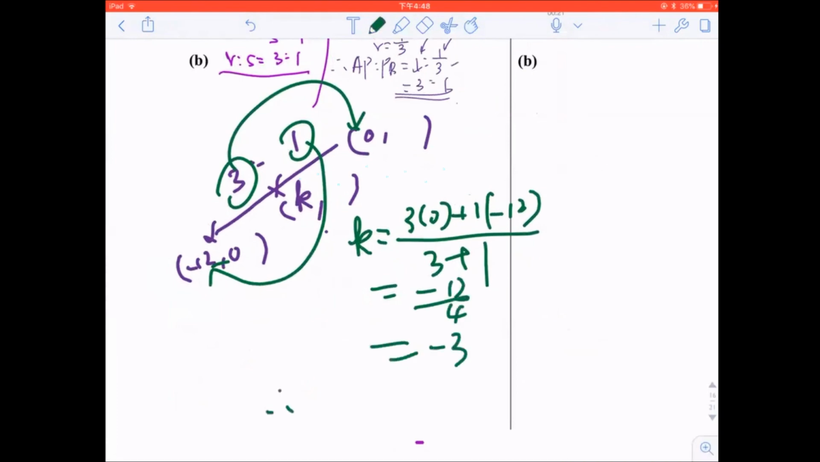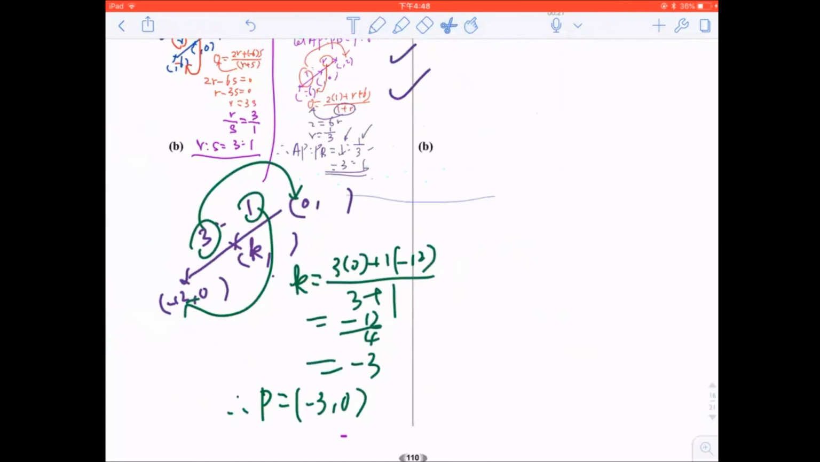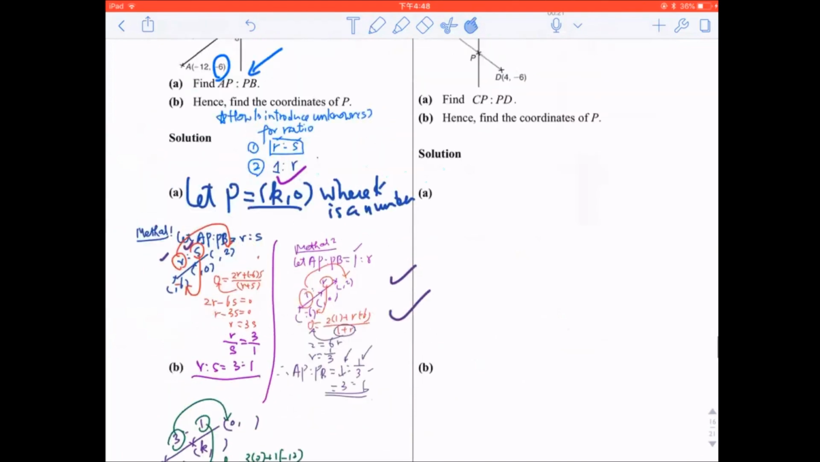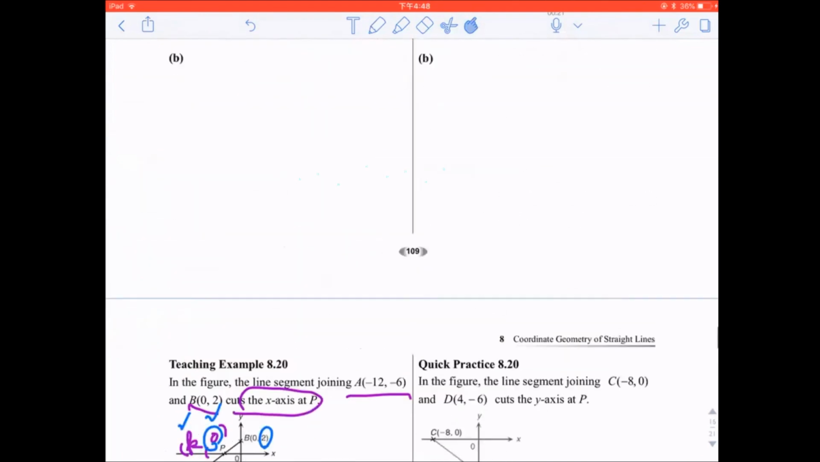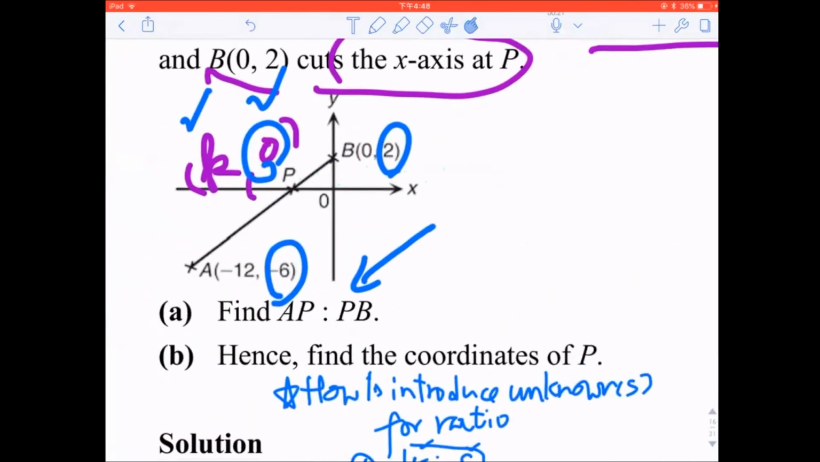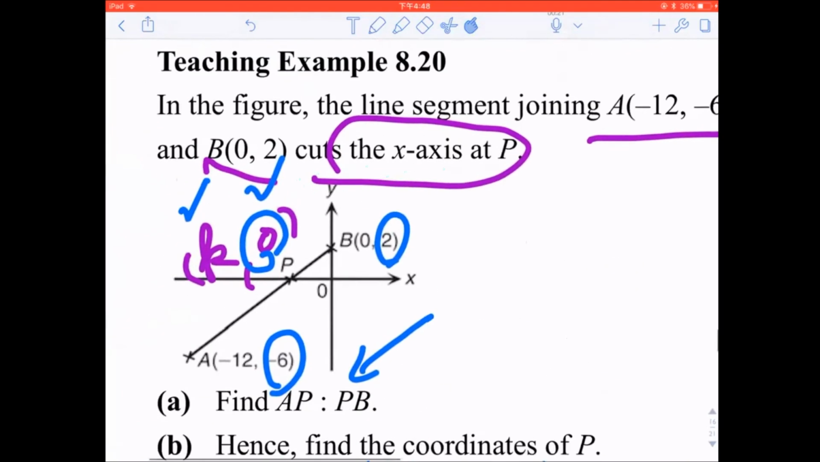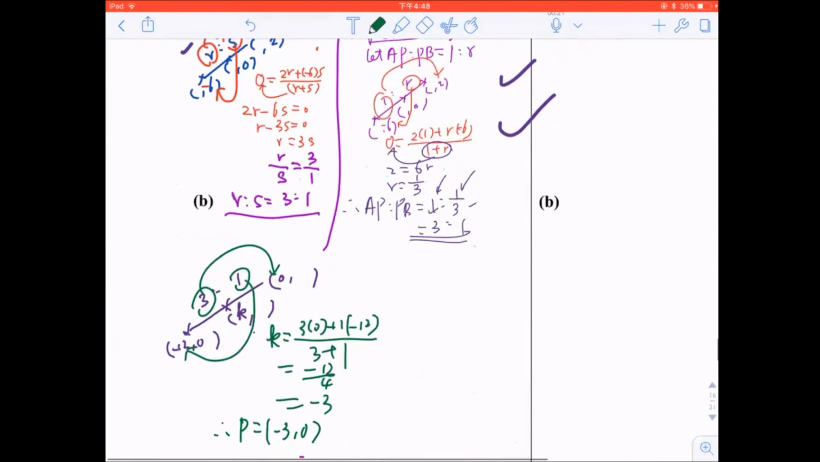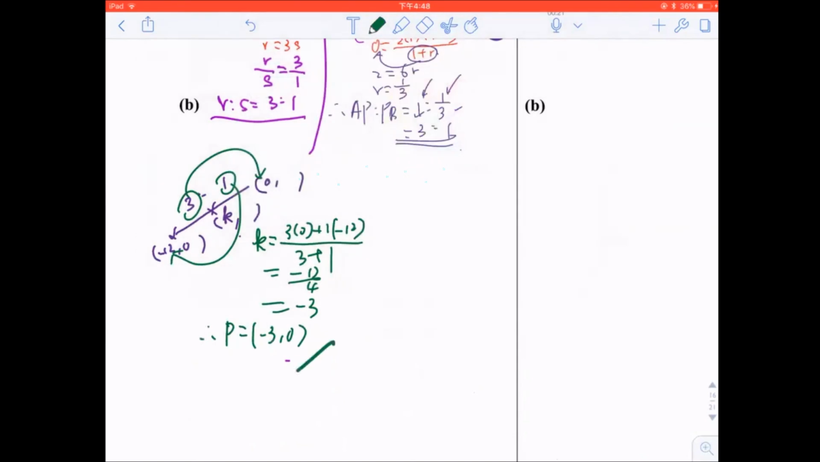So finally, K will be negative 3, so it means that P will be negative 3 and 0 here. We'd like to check whether the answer is reasonable by noting the features on the figure. It seems reasonable because P lies on the left side of the y-axis. So when it is negative 3, 0, that's okay. Finally, your answer will be negative 3, 0.